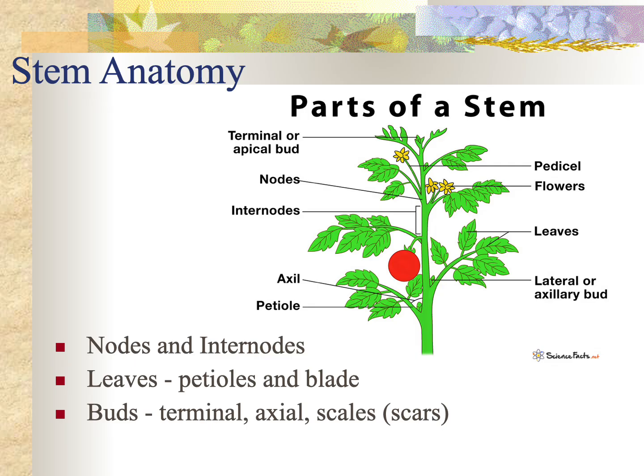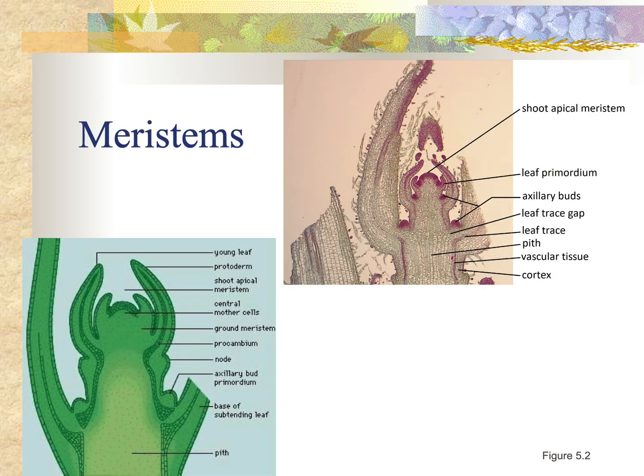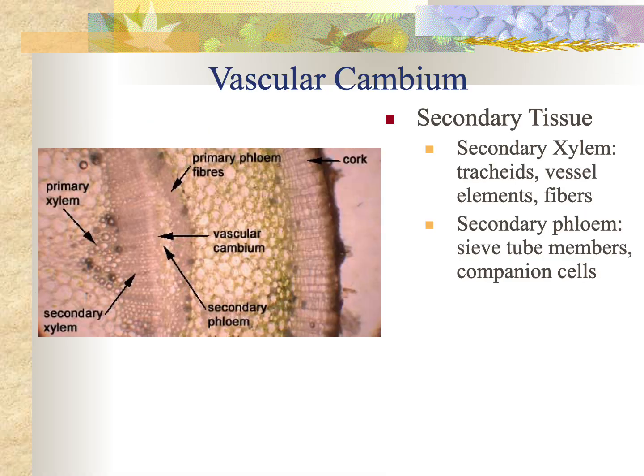For stems, again, stems have nodes and internodes. Nodes are where leaves and buds come off. The leaves have a petiole and a blade. The farthest, the terminal or apical bud, is where the apical meristem is. That's the one right at the tip. That's going to give rise to those primary tissues and then later on secondary tissues.